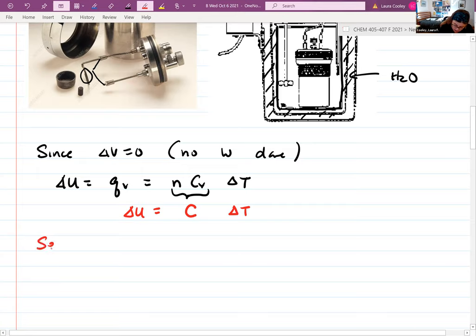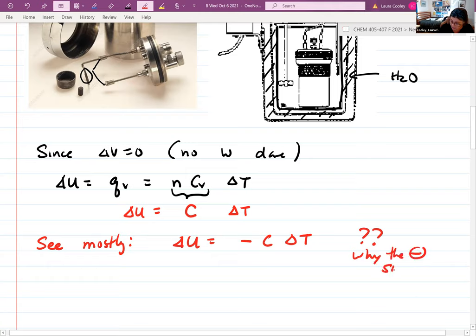And what you see mostly is delta U is minus C delta T. So, you know, why the negative sign? Okay.